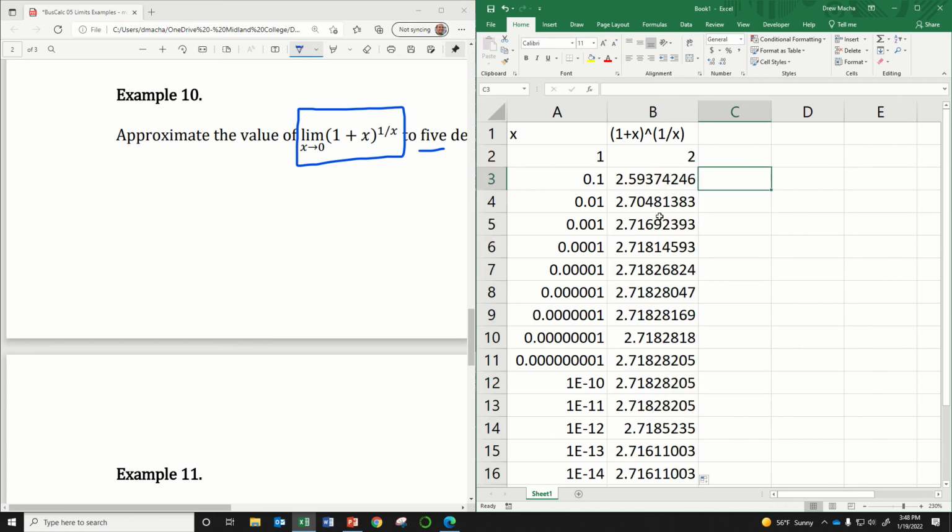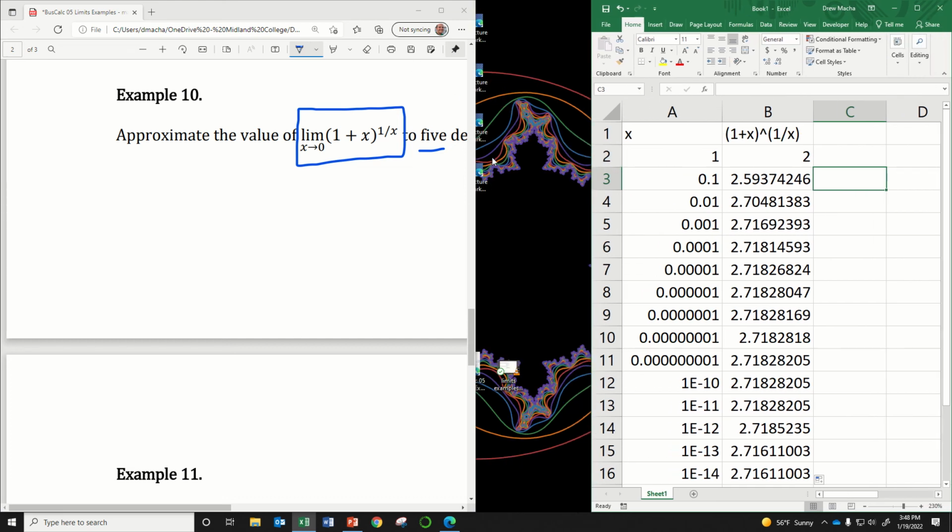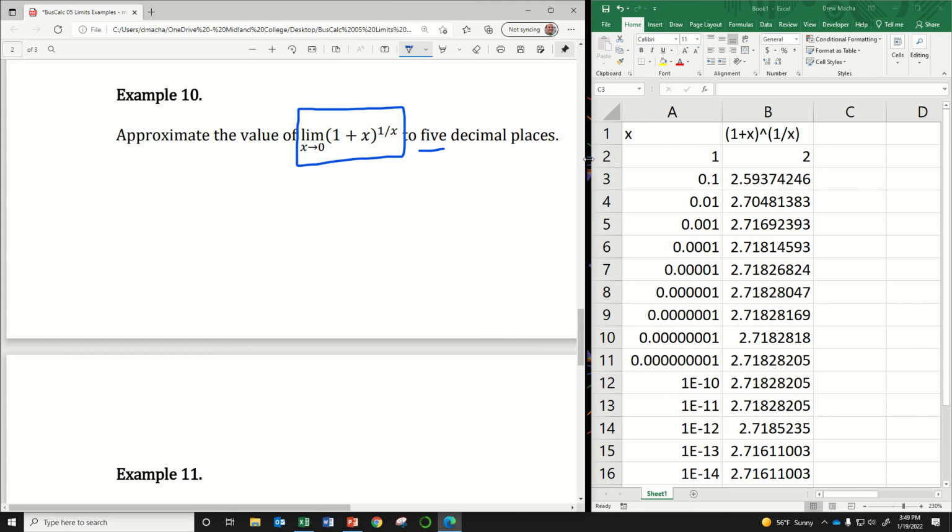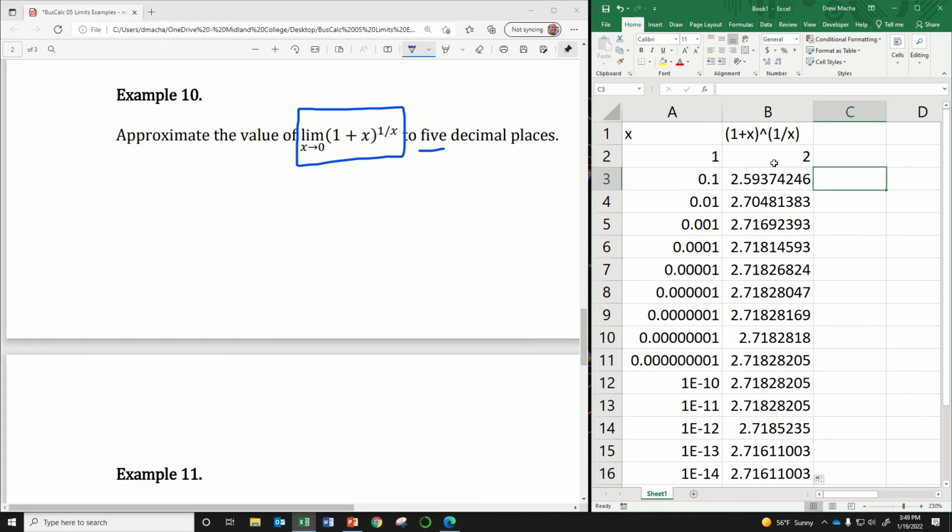And quickly with Excel, I can evaluate this for all sorts of x inputs. The trick with example 10 is that it wants me to approximate that limit to 5 decimal places. And so what we're going to do is look very closely at the B column.